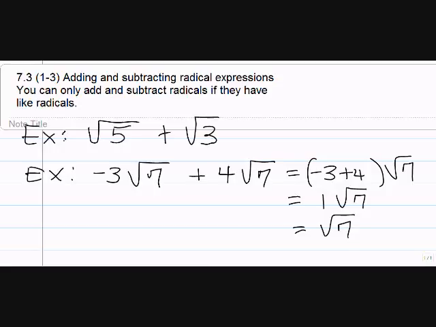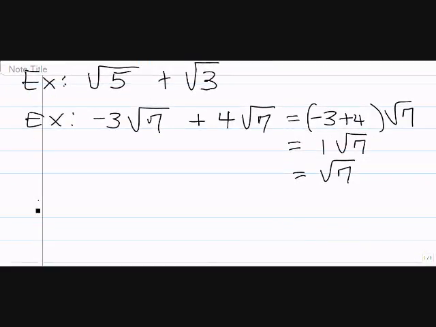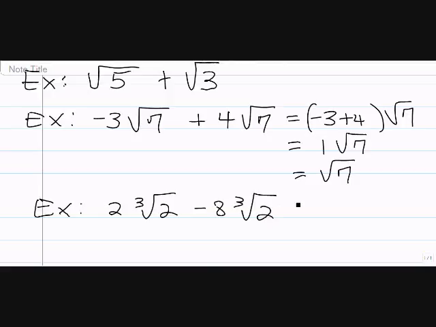Works the same way with cube roots. So if I have 2 times the cube root of 2 minus 8 times the cube root of 2, those are like radicals, so that is the same thing as 2 minus 8 times the cube root of 2, which would be negative 6 times the cube root of 2.